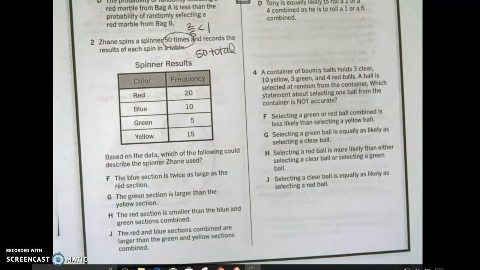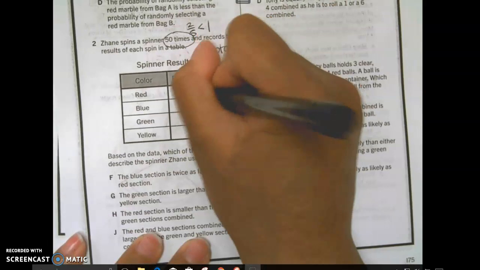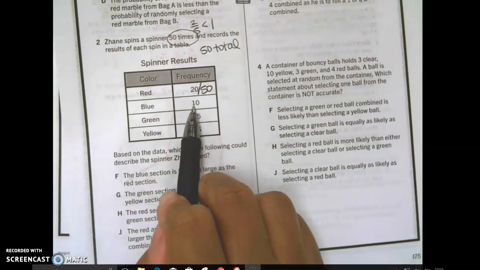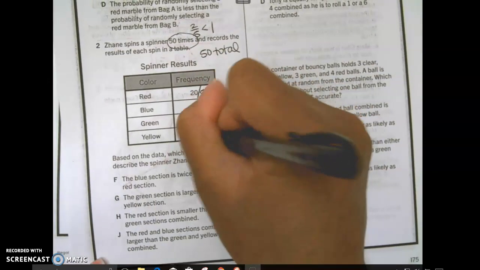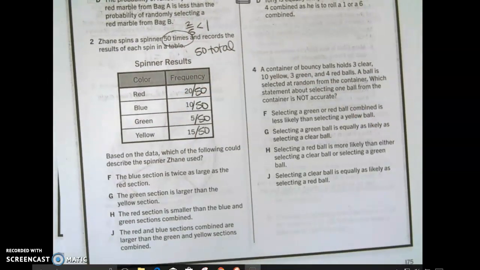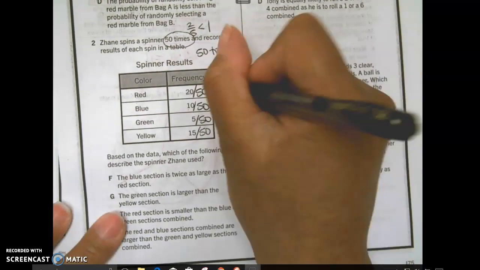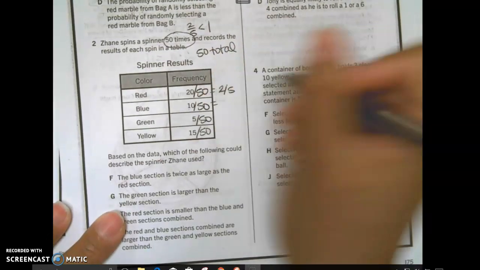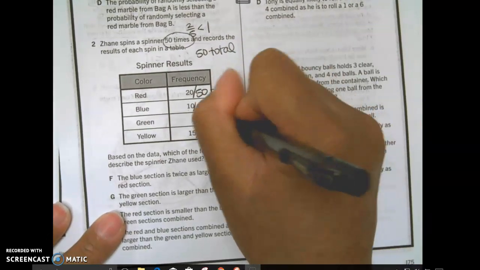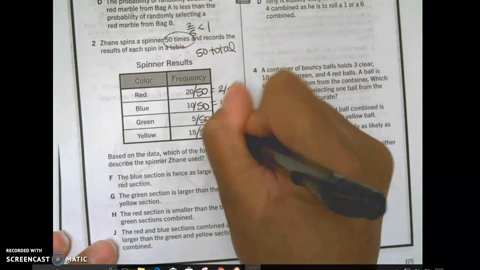Again, what am I supposed to do? Okay, what do I put here? Thank you. What do I put here? Thank you. Now, what was the next thing that I did with that same, or with the similar table? Simplify. 2/5. What else? 1/5. What else? 1/10 and 3/10.